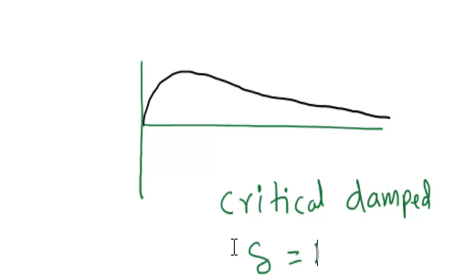In case of a critically damped system, delta equals 1. In this case, current will start from 0 and increase to a maximum value. After that, it will keep on reducing to 0 and it will meet 0 at t equal to infinity. The same way, you can also look at the other one, and the fourth one is nothing but the overdamped system.